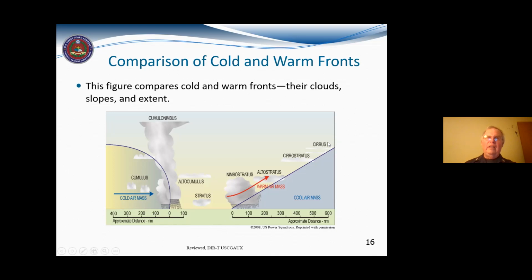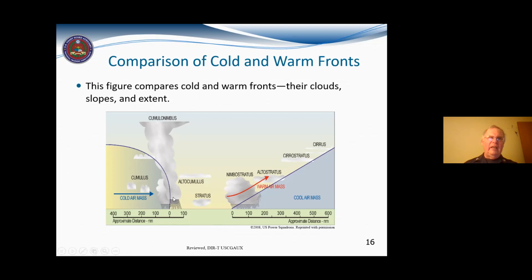Way in front of the front itself, you've got cirrus clouds, then cirrostratus clouds, altostratus clouds in the warm air mass, and nimbostratus clouds. Warm fronts have stratus clouds in them. Those are the flat sheet type clouds.